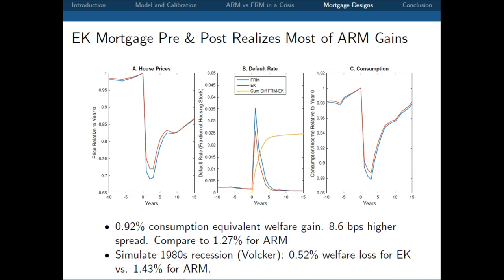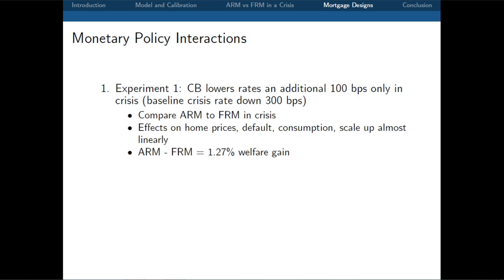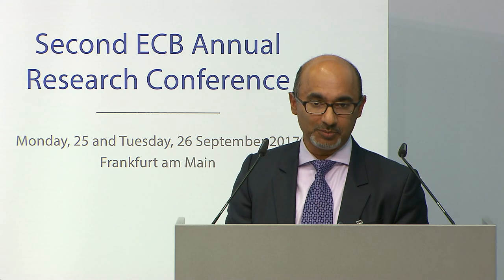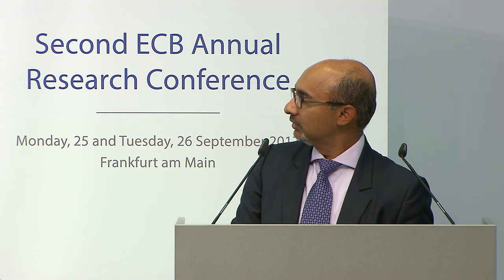Okay, so I'll show you what that does. Here's the benefit of that in the exercise I've just done, the exercise being the rerun of the crisis. The benefit of this mortgage is 0.92% in consumption equivalent welfare gain compared to 1.3%. So it's not quite as good. Why is it not quite as good? Basically because banks are charging you for it. You're buying an option and banks charge you for it, so you're not quite as happy.